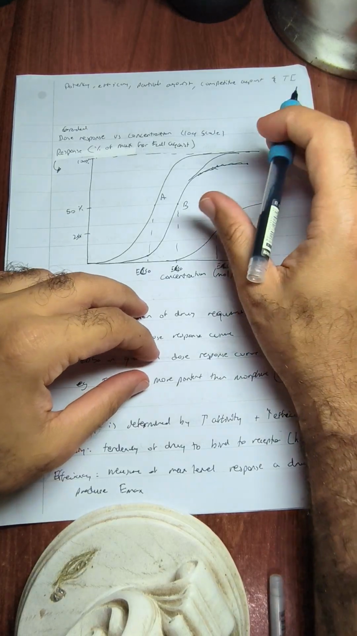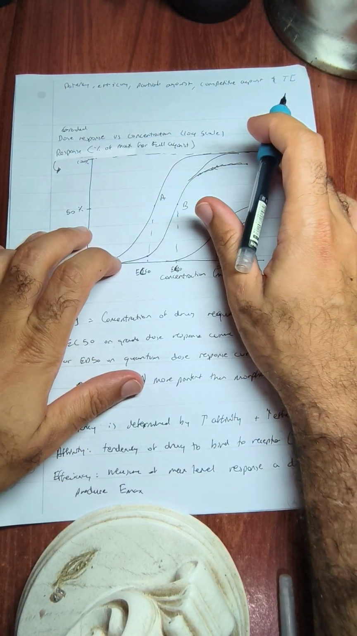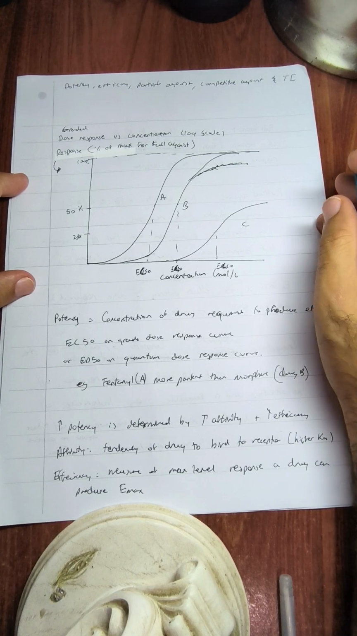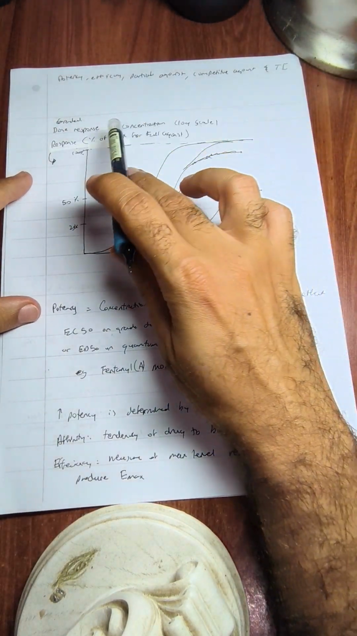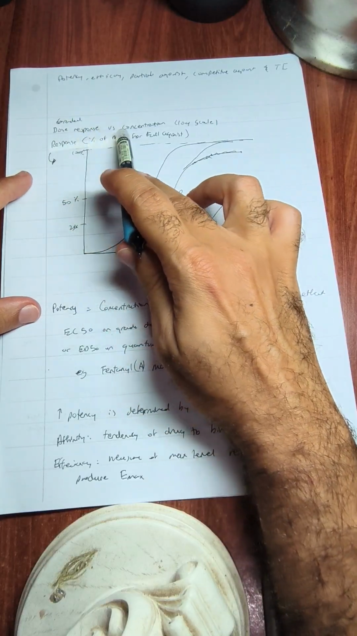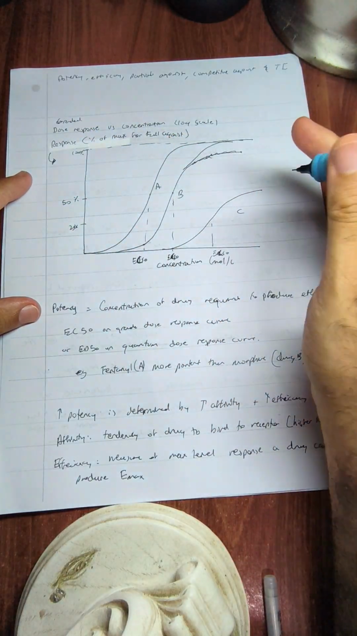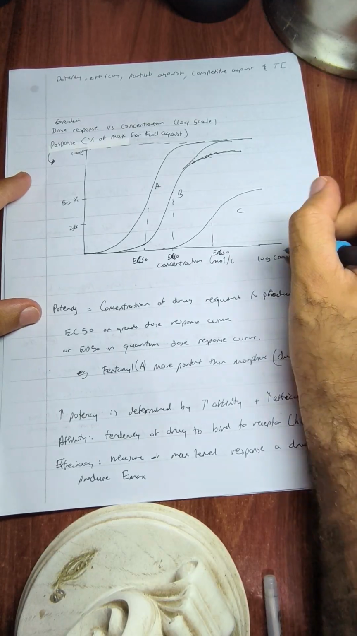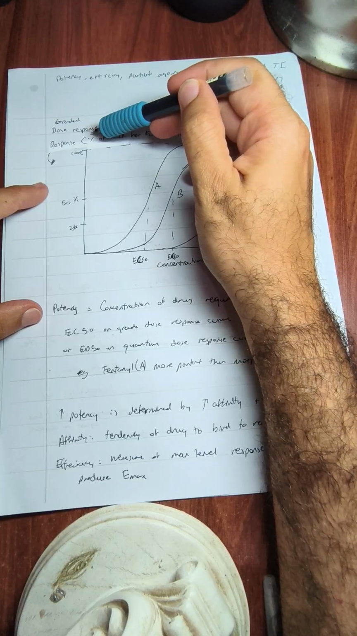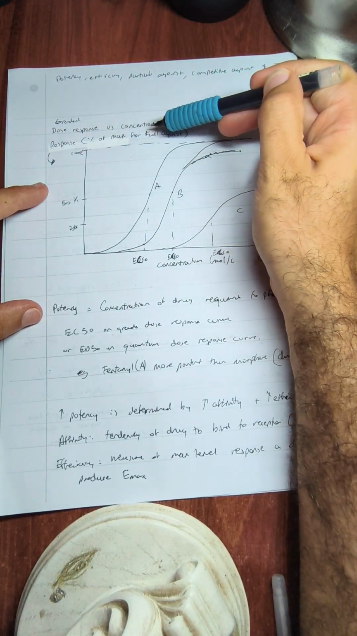So you can either draw the diagram first or you can define it first. But let's draw the diagram first. So this is a graded dose response curve versus concentration, which is a log scale. And so you should say log dose is the x-axis. The y-axis is response percentage of maximum for full agonist.